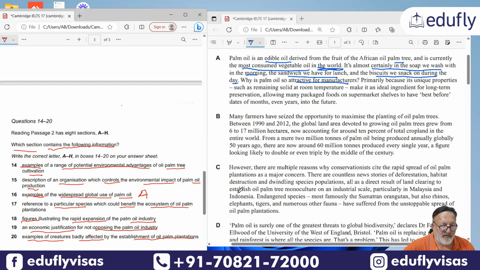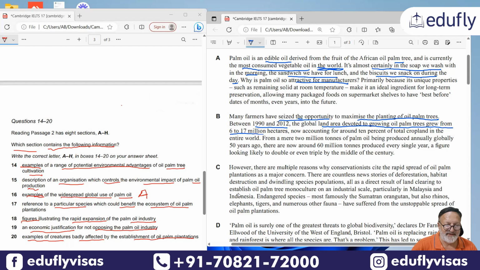So let's read B now. B, many farmers have seized the opportunity. They have taken advantage of these opportunities to maximize the planting of oil palm trees. So they have planted a large number of trees. Between 1990 and 2012, between these years, the global land area devoted to growing oil palm trees grew from 6 to 7 billion hectares. These are figures. So 6 to 7 million hectares it has grown.